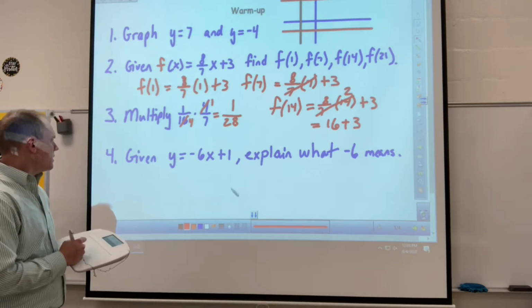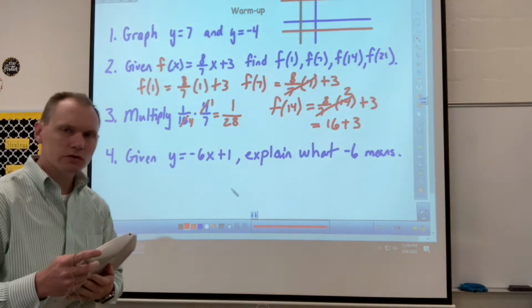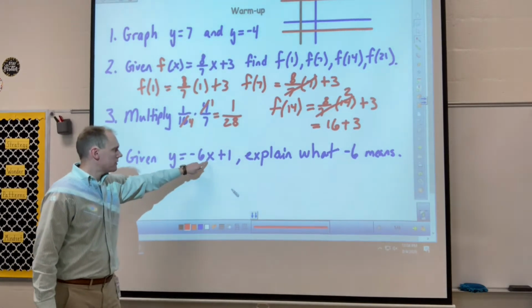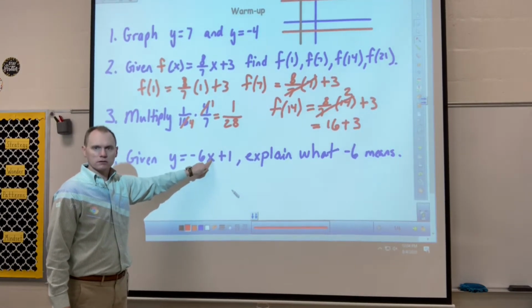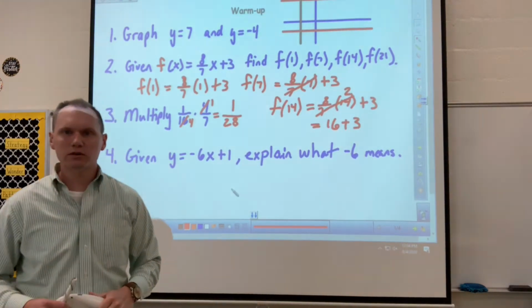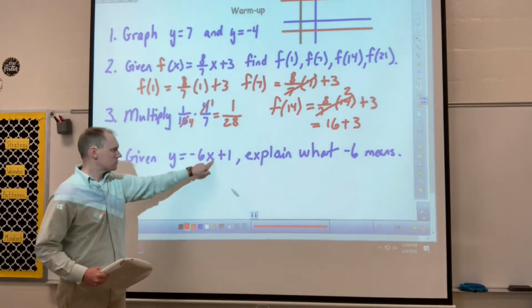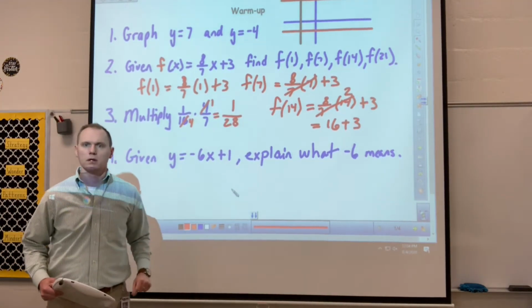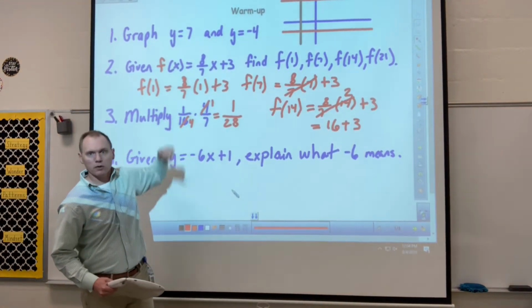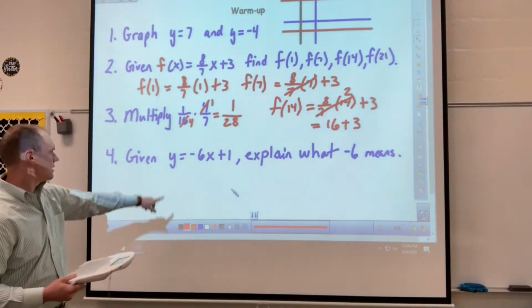Number 4, given y equals -6x plus 1, explain what -6 means. So going back to number 2 in our warm-up, it's talking about the slope, right? For every increase of 1 in x, we go down 6 in the y. That's the basic definition of slope. As you can think about it, for every increase of 1 in x, we go up or down that many. Just like we did up here, right? For every increase of 1 in x, we went up that many. Or in this case, down 6.